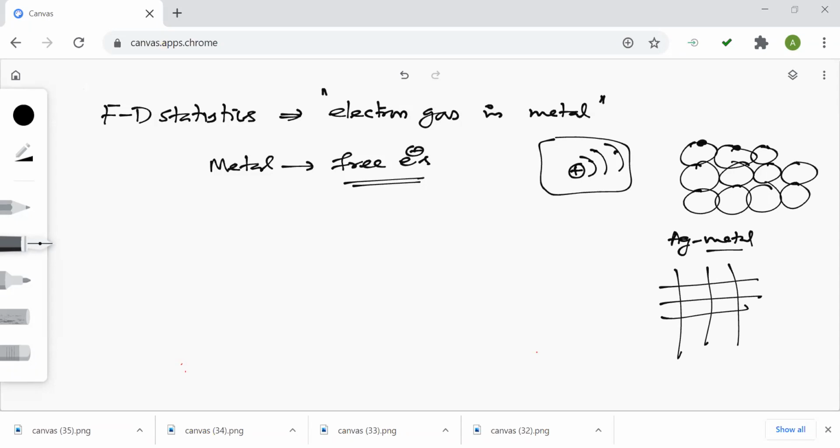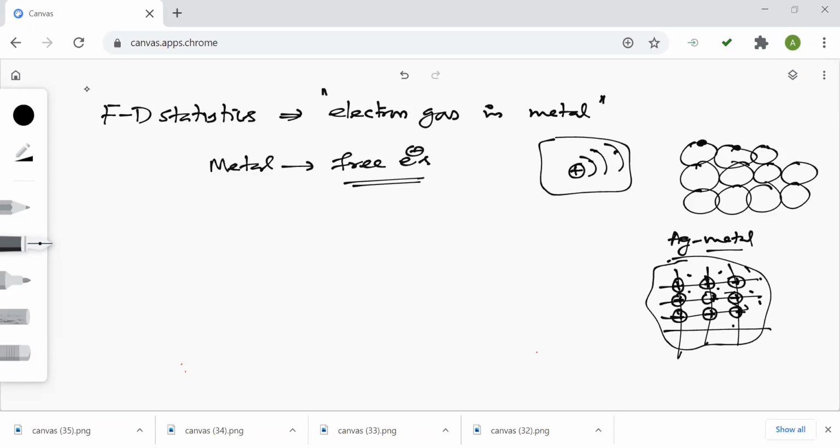Suppose this is the crystal lattice. After releasing the electron, the silver atom becomes a positive ion. And the released electrons move throughout the crystal lattice freely. That's why those electrons are called free electrons. And the silver atom also has bound electrons. Listen, the inner shell electrons never come out. Only the valence shell electron can come out and move throughout the crystal.